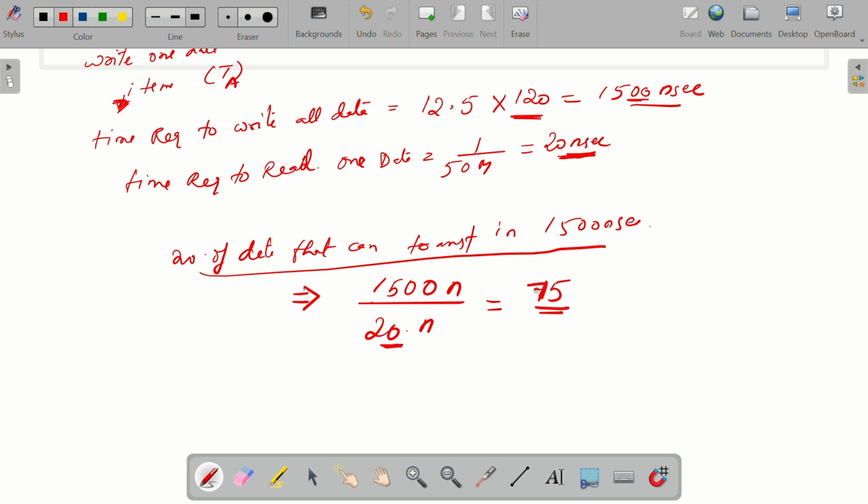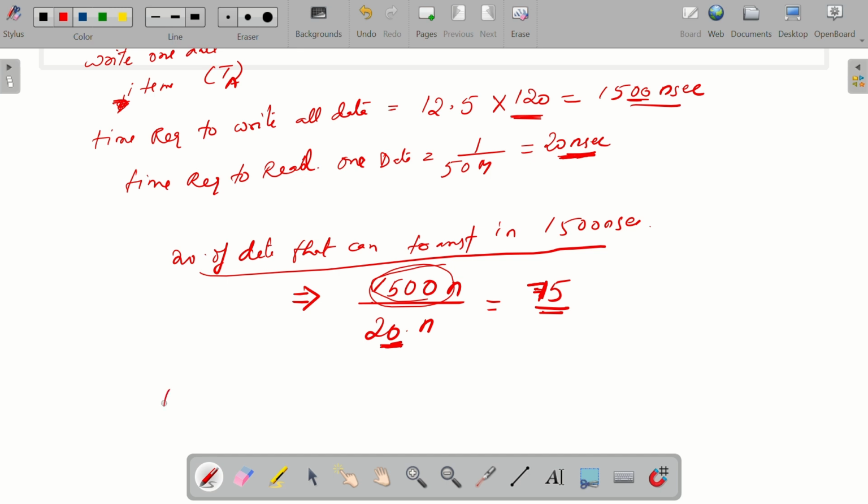And this is the number of data items that can be read within this duration. Within this duration, I know all my 120 items are being written. Now within this duration, how many data items can be read? You find that by dividing by the time period of domain B, which is 20 nanoseconds, and you get 75. So 75 items can be read within this duration.